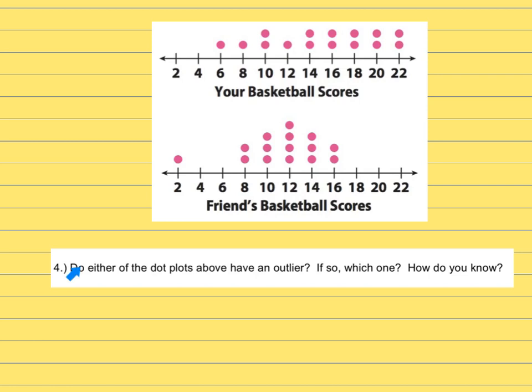And the last question: do either of the dot plots have an outlier? And if so, which one? And how do you know this? So the thing we're looking for is an outlier. An outlier means a dot that's really far away, a dot that is far away from the rest.